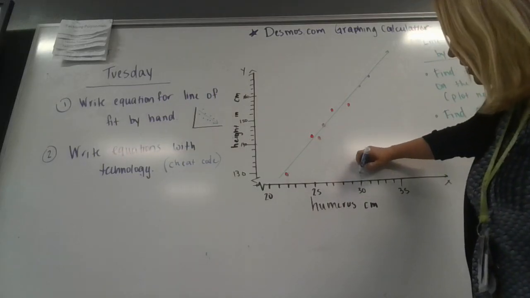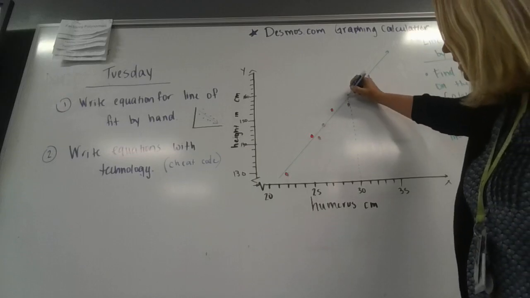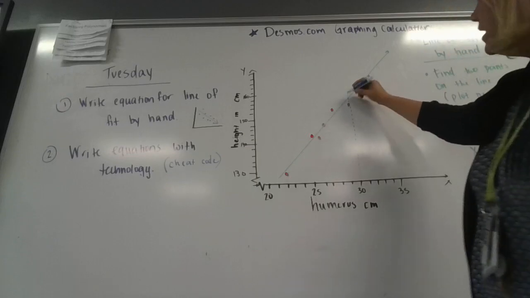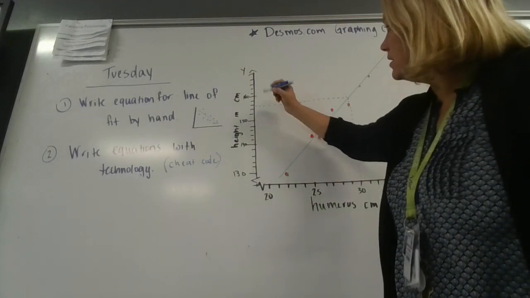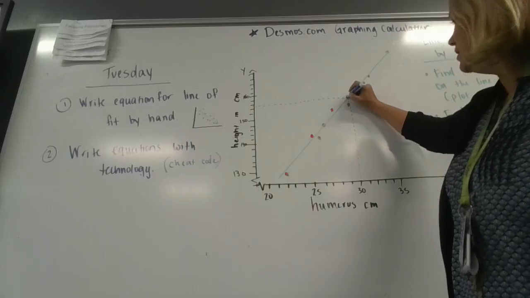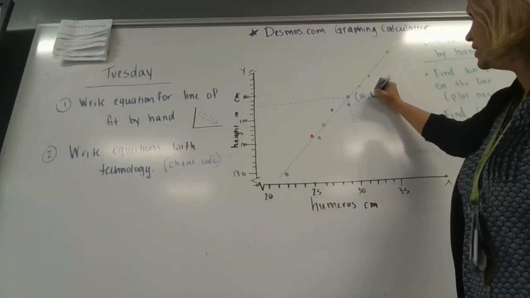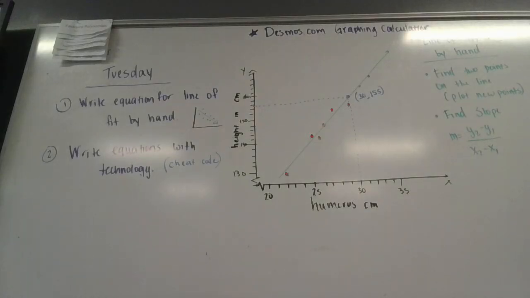For instance, if I go up from 30, I land right here. I go over, and it looks like I'm making a brand new point at 30, 155. You're allowed to do that. Make a point on your line because you want a slope of your line that you drew.